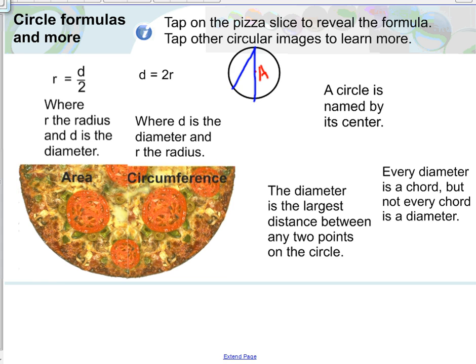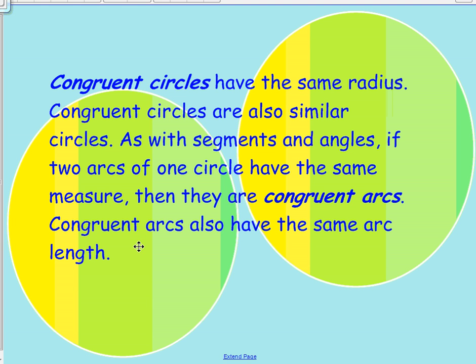All right. So there's something called congruent circles, and we've heard that word congruent a lot this year. So congruent circles have the same radius. They are also similar circles. As with segments and angles, if two arcs of one circle have the same measure, then they are congruent arcs. Congruent arcs also have the same arc length. All right. So that's pretty self-explanatory, just some good information here to know.